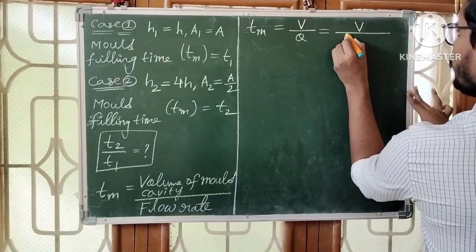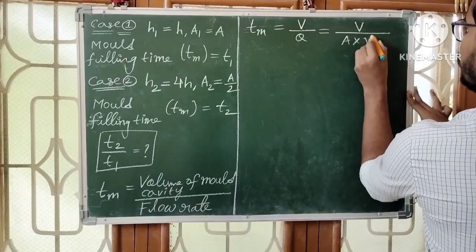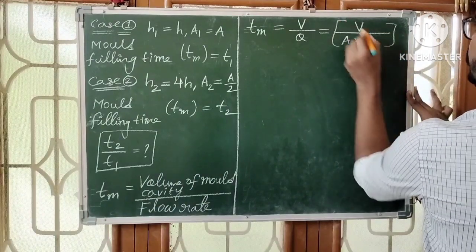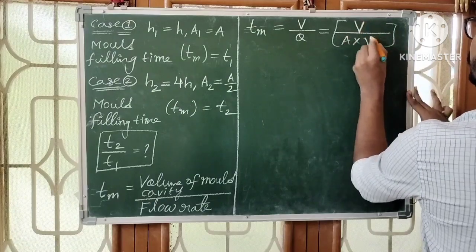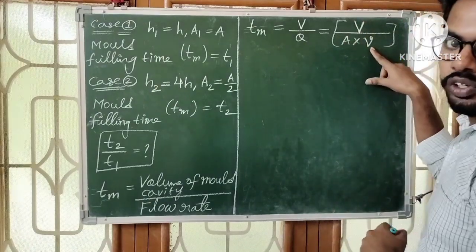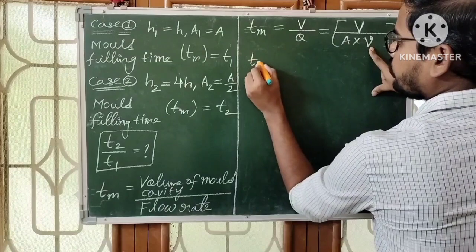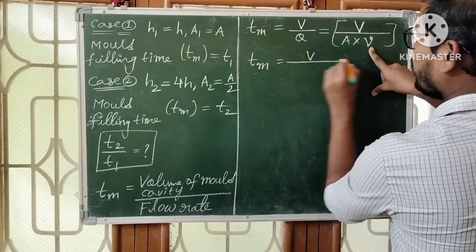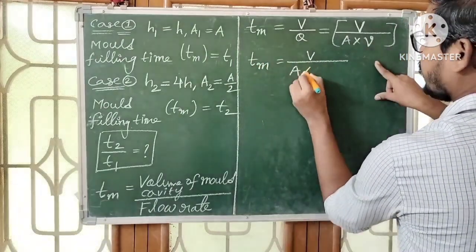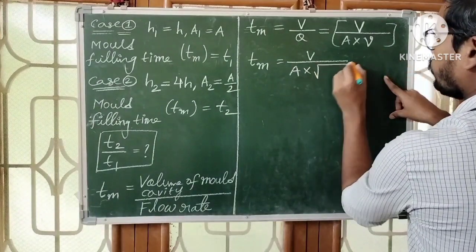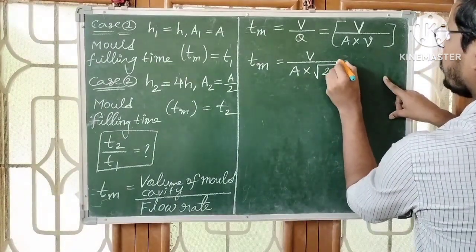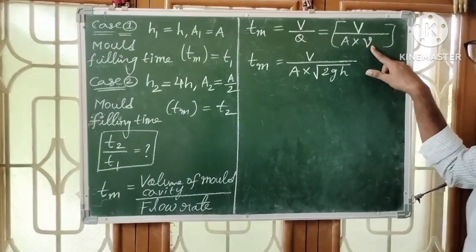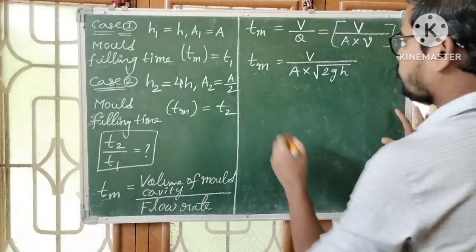What is the formula for flow rate? Area into velocity, A into small v, where v is the velocity of molten metal. Now Tm is equal to V by A into, A meaning cross section area, into the velocity, which is v equal to root over 2gh. The velocity of molten metal is root over 2gh.